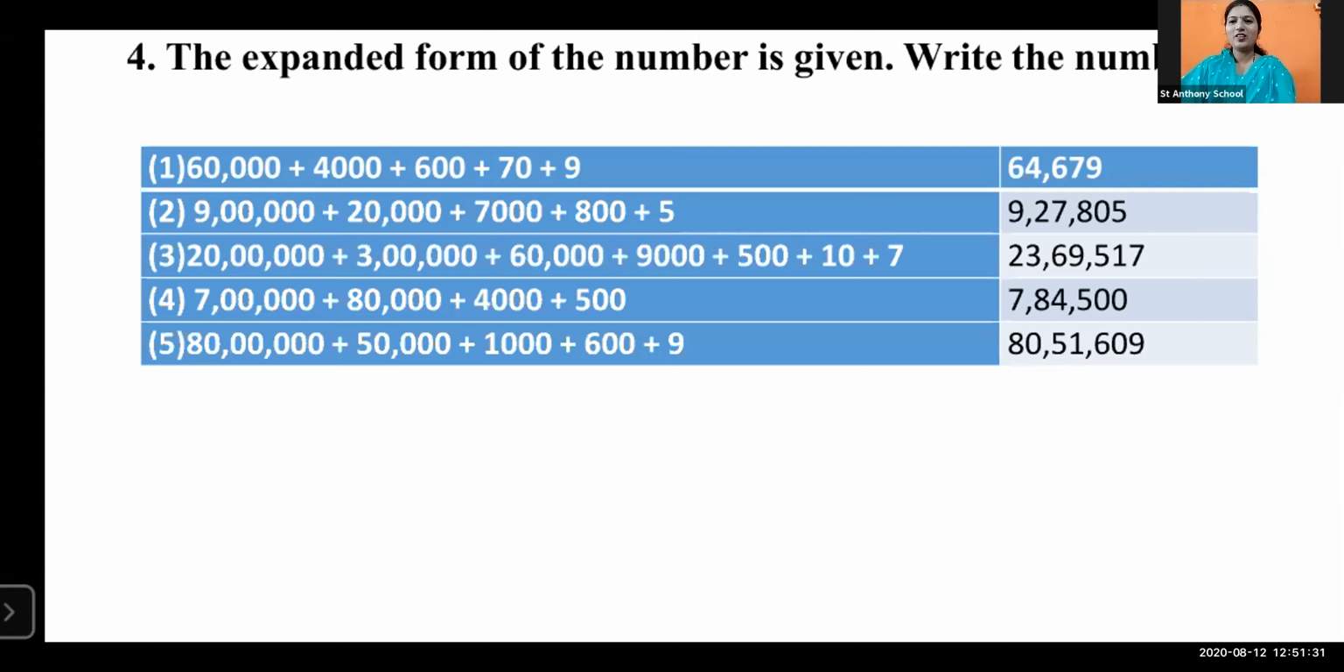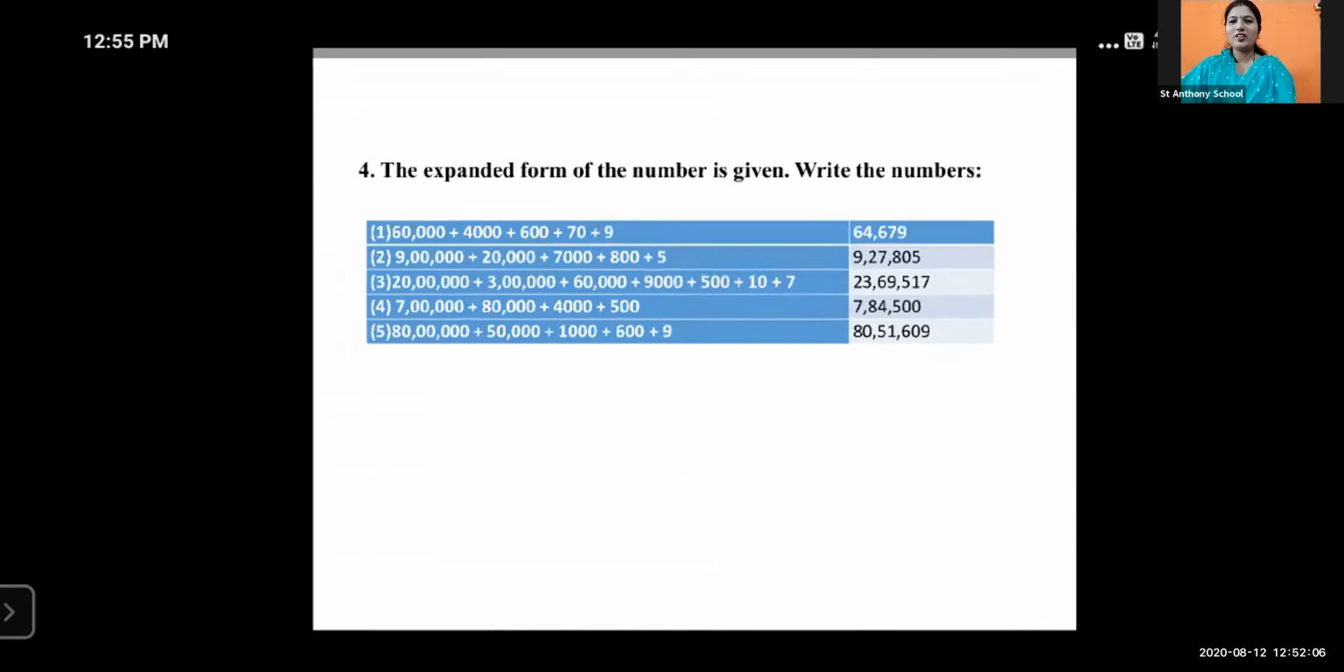So 20 lakhs, so we'll write 2 on the 10 lakh place. Then 3 lakhs are there, so on the lakh place we are writing 3. Then 60,000, so on the 10,000 place we are writing 6. Then 9,000, on the 1,000 place we are writing 9. Then 500, on the 100 place we are writing 5. Then 10, on the 10 place we are writing 1. And on the last unit place we are writing 7. Correct?